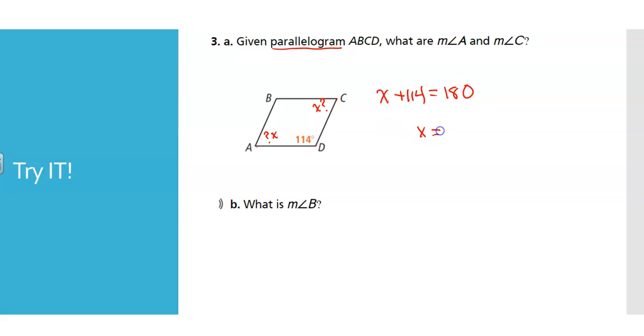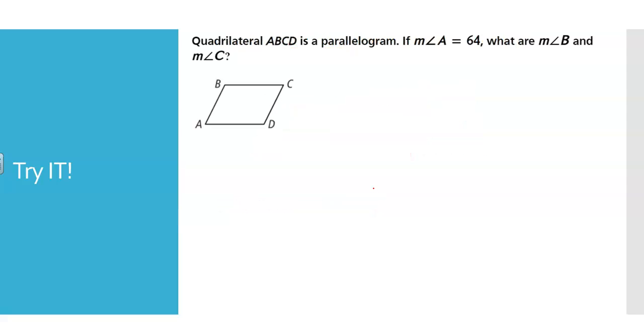Subtract 114 from both sides. And maybe you don't have to write this all out. Maybe you're fast enough now with your algebra. So x would be 66. That would be 66 degrees. I'd probably double check: 66, 6, 7, 8. Yep, I did it right. So what's the measure of angle B? Well, that's opposite D, and we know that opposite angles are congruent. So that must be 114 degrees.